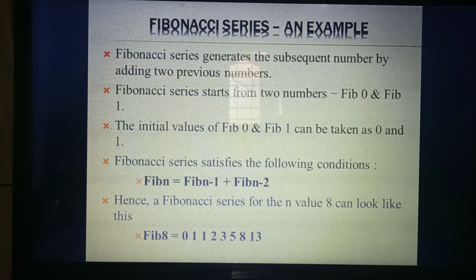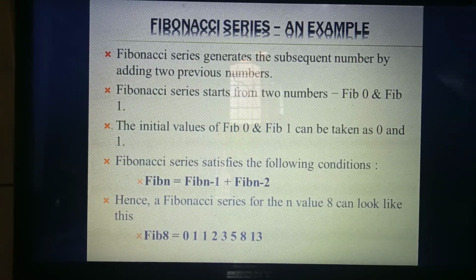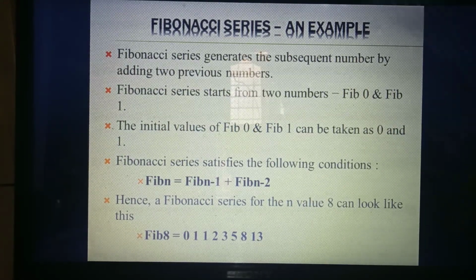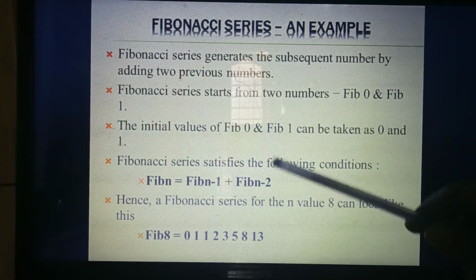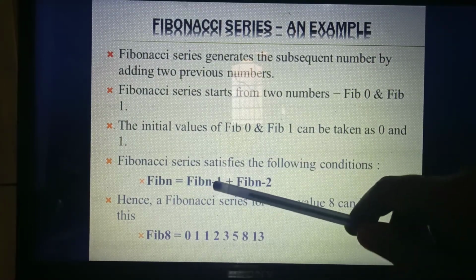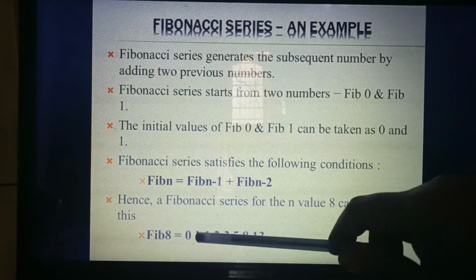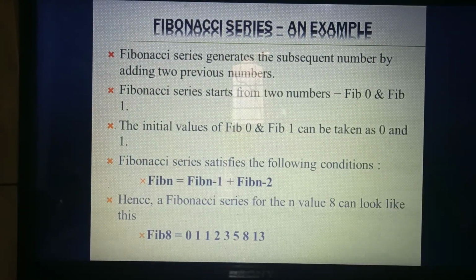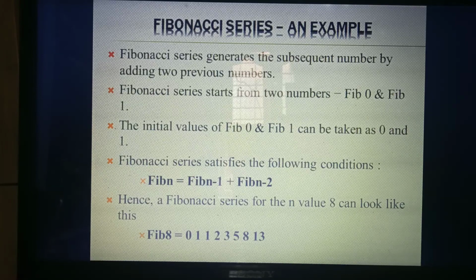So the Fibonacci series is generated by adding the two previous numbers. The two numbers I have taken are fib of 0 and fib of 1. The initial value of fib of 0 is 0, and the initial value of fib of 1 is 1. It needs to satisfy the following condition: to get a particular value, I need to add the two previous numbers, n minus 1 and n minus 2. This series generates 8 values. Just 0 plus 1, 1; 1 plus 2, 3. You add two numbers, then you will get the correct answer.